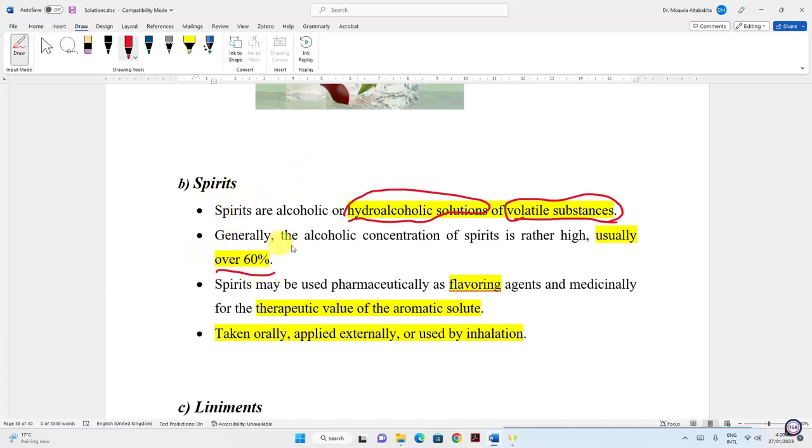What are spirits used for? It can be used as a flavoring agent, yes, but some of the aromatic solutes also have therapeutic values and clinical use. For example, you add drops of this solution in warm water and inhale the vapor, for bronchitis and other conditions, or apply it externally on the skin.